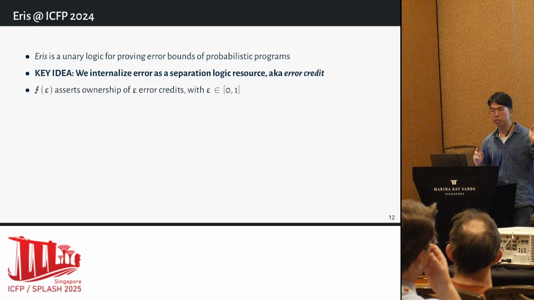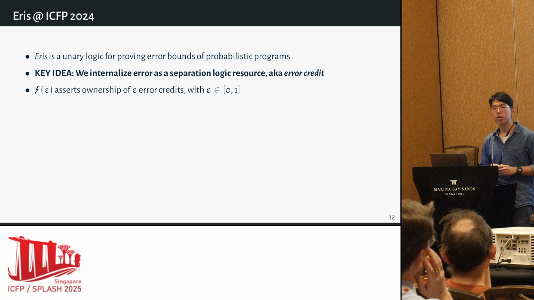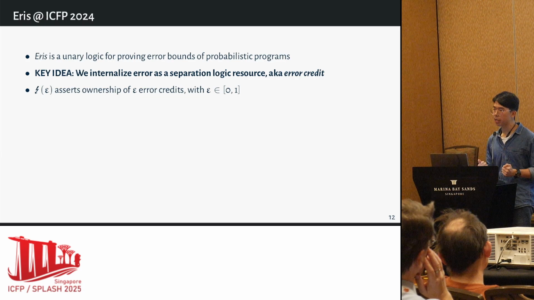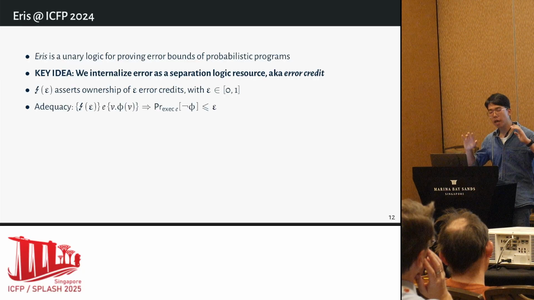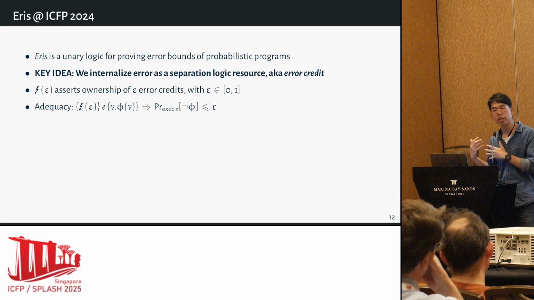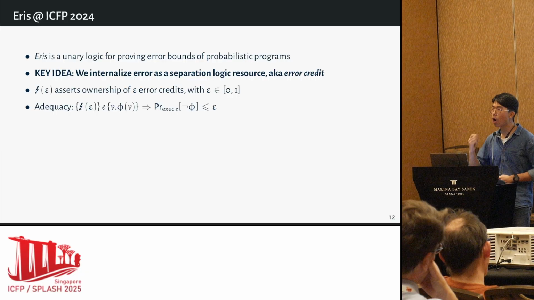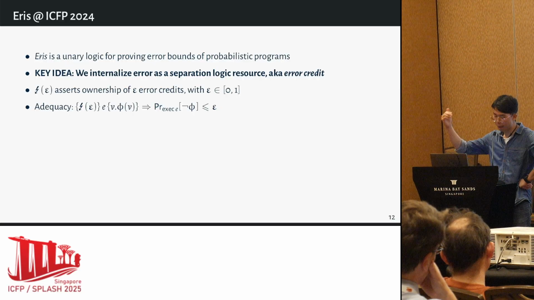Error credit is written with this assertion, which we can read as "up to epsilon", and this epsilon is a real number that ranges from 0 to 1. Intuitively, if you own epsilon error credit, you are trying to prove the goal with at most epsilon probability of an error occurring. You can see this more intuitively from the adequacy theorem: if you can prove the Hoare triple on the left, assuming epsilon error credit to start with, then in reality, when you run the program, the probability that you get a value not in the postcondition, hence an error result, is upper bounded by epsilon.